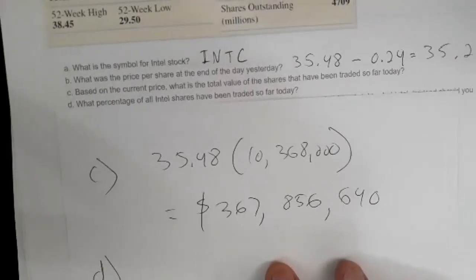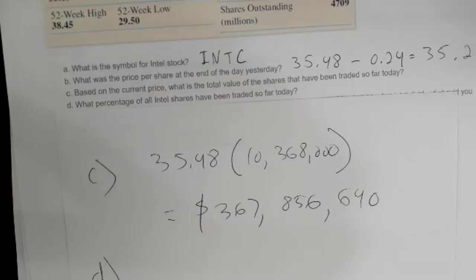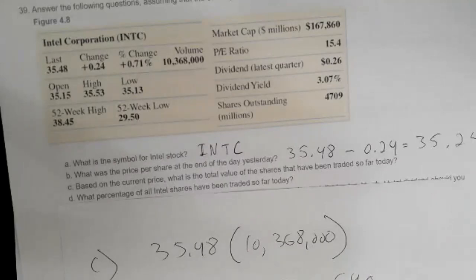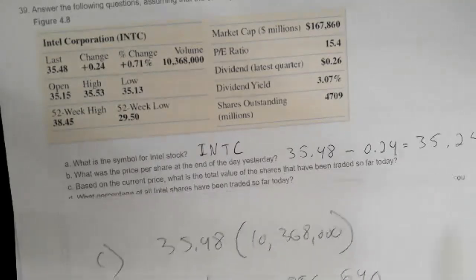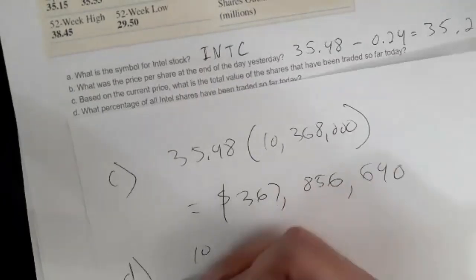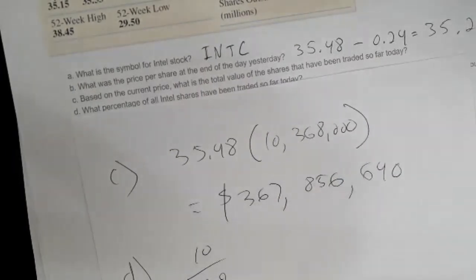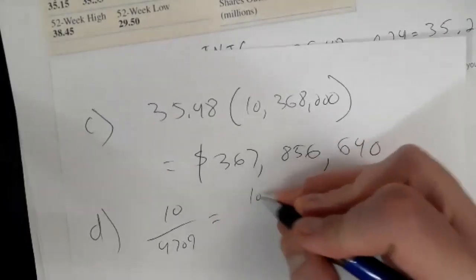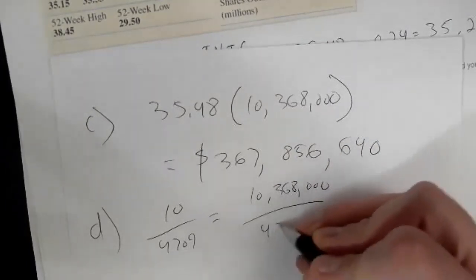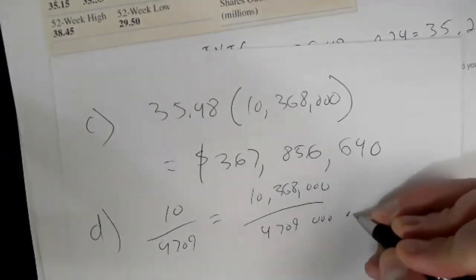What percentage of all Intel shares have been traded so far today? So we have traded 10 million out of how many total? It would be 4709. So there are a few ways you can do this. You could do 10 million out of 4709, or if you wanted to write all your zeros in there, that's another way. Either way, you should get pretty close to the same solution.